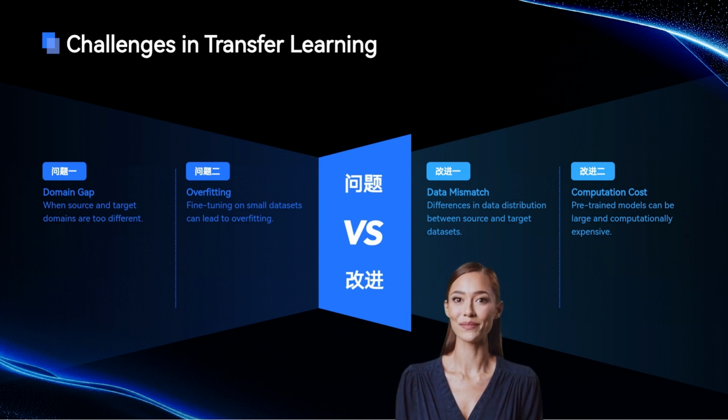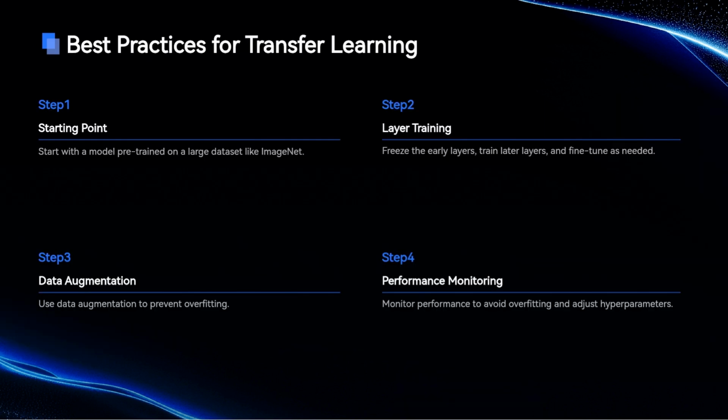Computation cost. Some pre-trained models, like those based on deep architectures, can be quite large and require considerable computational resources to fine-tune. To get the best results from transfer learning, it's important to follow best practices. Start with pre-trained models. Always begin with a model that has been trained on a large, diverse dataset like ImageNet. This gives the model a solid foundation of useful features.